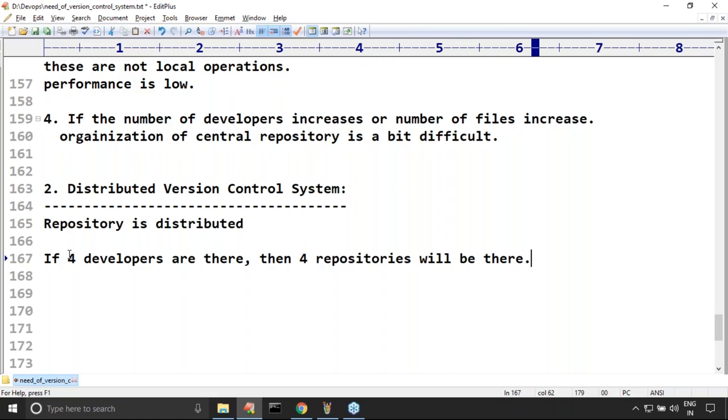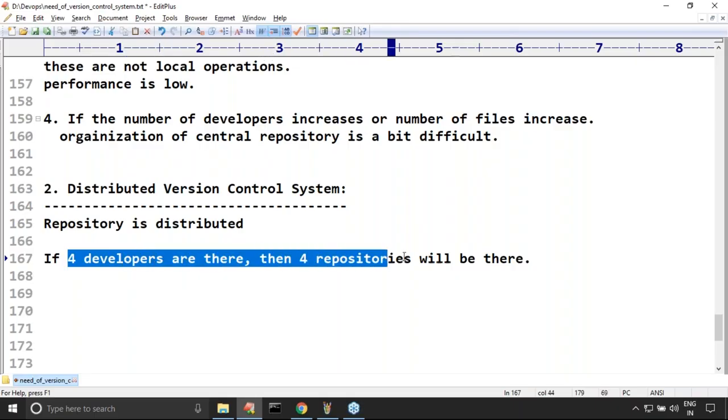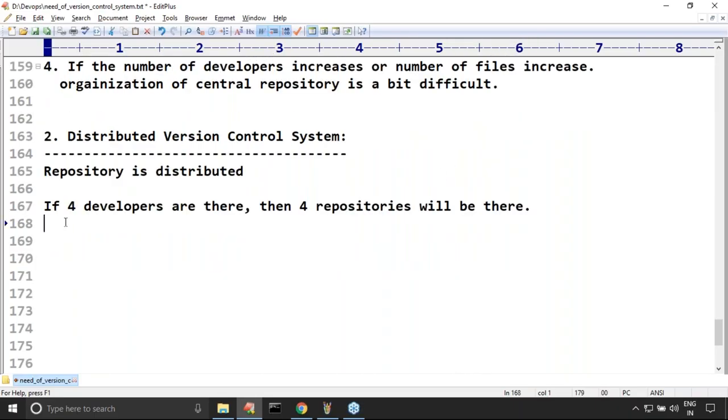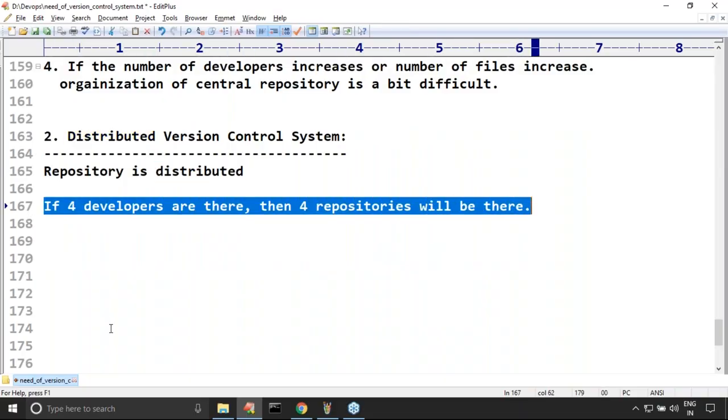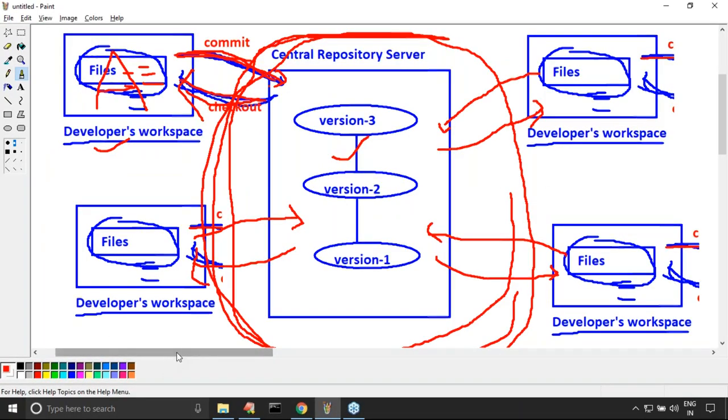But there is one concept named remote repository. If it is there, plus one. Anyway, as of now, don't worry much. Just to simplify, if four developers are there, then four repositories are there. The name itself indicates distributed. In this single line, you can understand the meaning of distributed. Now the repository is not centralized. Remember carefully. Now how is this model going to work?